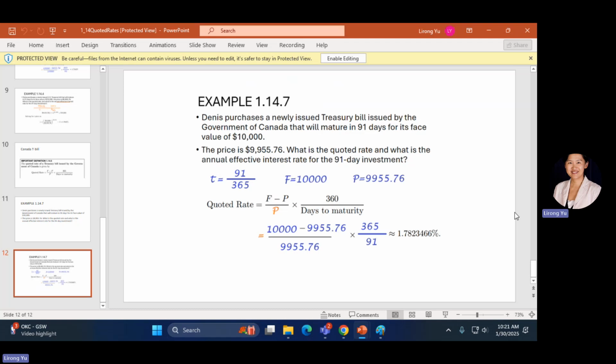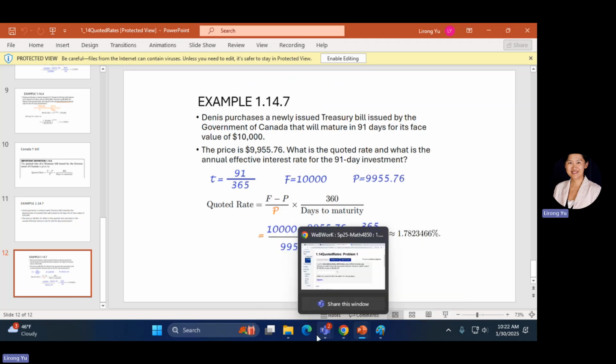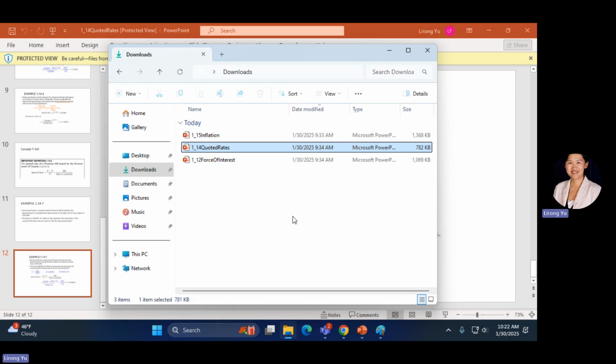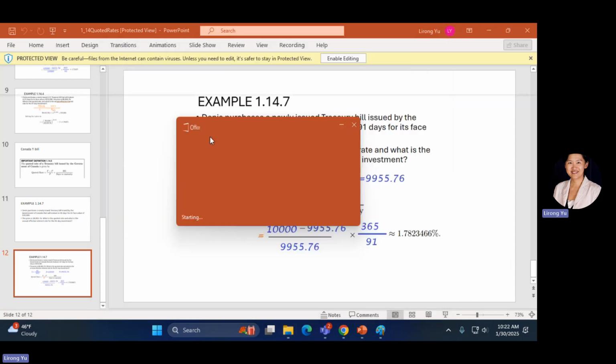So when you're solving the question, remember you use this, actually this, all right? We're assuming in the homework that the whole year has 360 days. We also are using this for the quoted rate calculation. That's 1.14, typically a simple interest applied to US bonds. And the last section of the whole chapter 1 is inflation.